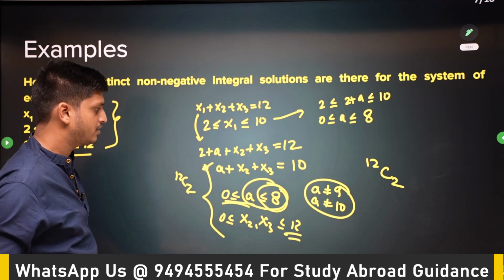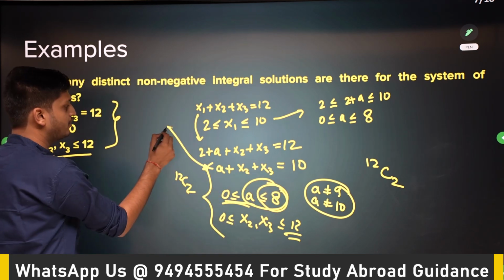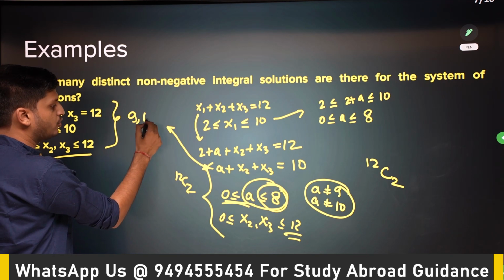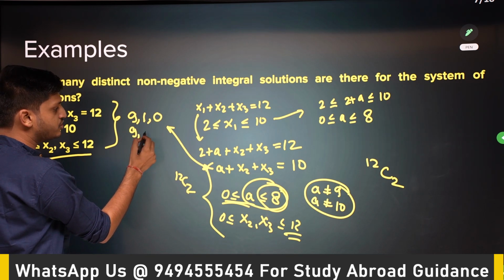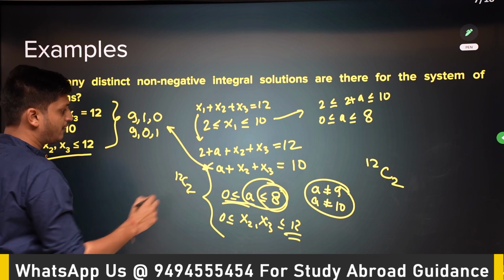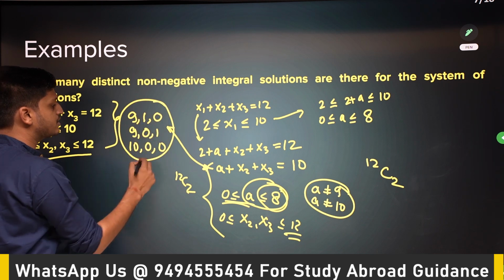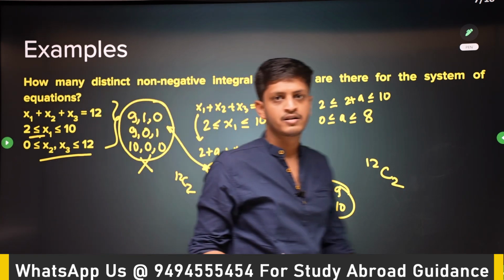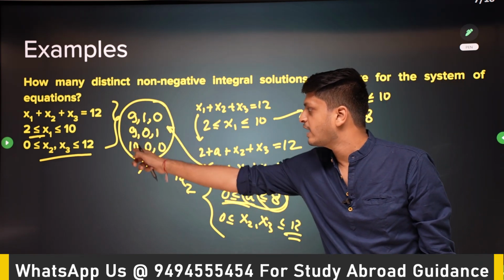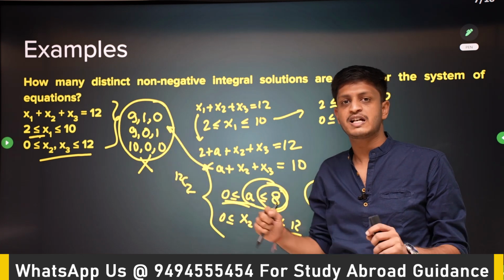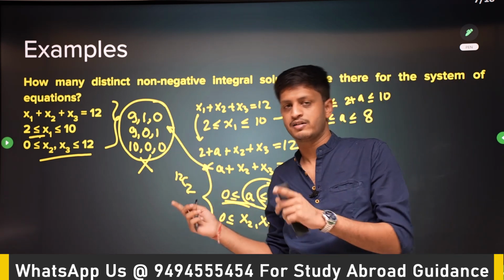If we solve this equation without this condition, we will have a few solutions, like a equal to 9, x2 equal to 1 and x3 equal to 0. We will have one solution as a equal to 9, x2 equal to 0 and x3 equal to 1. And we will have one solution a equal to 10, x2 and x3 are 0. These three solutions are not allowed. I hope you got it. These three solutions are not allowed because a is less than or equal to 8, a cannot be 9 or 10. These are the only three solutions in which a is exceeding 8. So these are the three solutions which we are overcounting, so we have to reduce them.